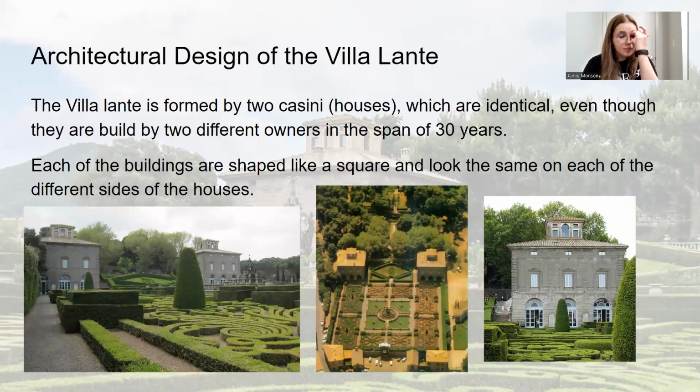So the architectural design of Villa Lante is very intricate and well designed and thought out. It is formed by two casini, or houses, which are identical. And something interesting is that these houses were built 30 years apart from each other by completely different people. Even though they were built by different people, they are identical and have the same square shape and amount of windows and entrances and exits, and the interior is also the same.